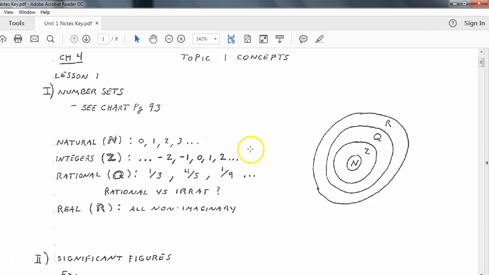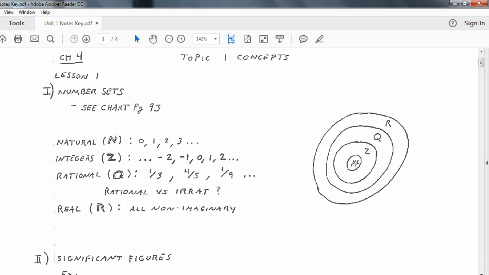So for example, with the natural numbers, the most specific group, we have 0, 1, 2, 3, 4, and onward. No negatives, no decimals, no fractions. It does include 0, so do keep that in mind. That's something that often comes up and people forget. But it just goes in the positive direction from 0.